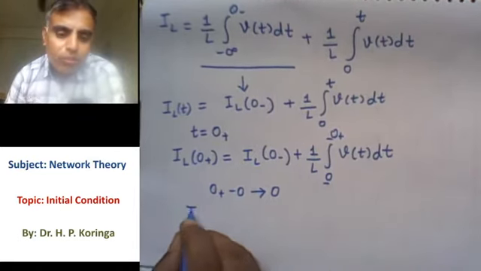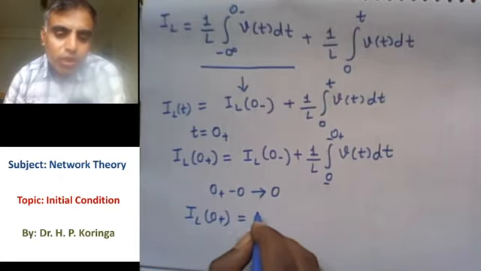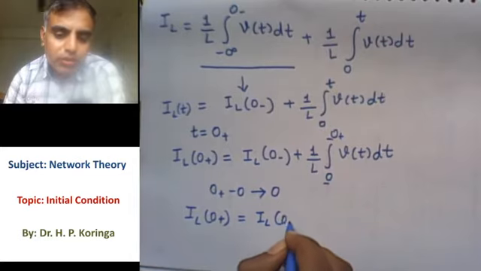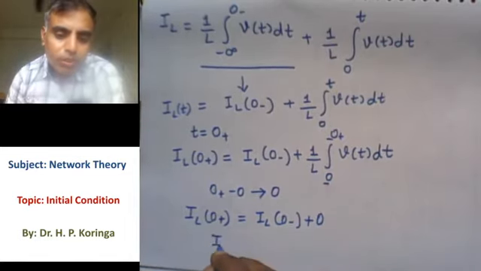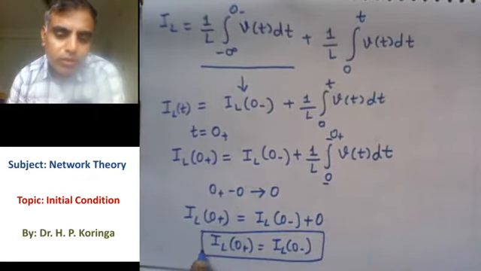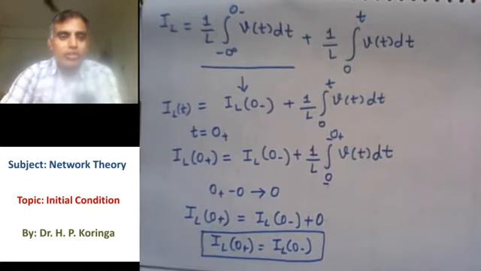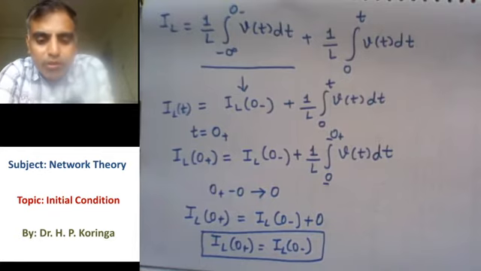So IL of 0 plus is equal to IL of 0 minus plus 0. So IL of 0 plus is equal to IL of 0 minus. Okay. This statement says many things. This IL of 0 plus equal to IL of 0 minus says many things.